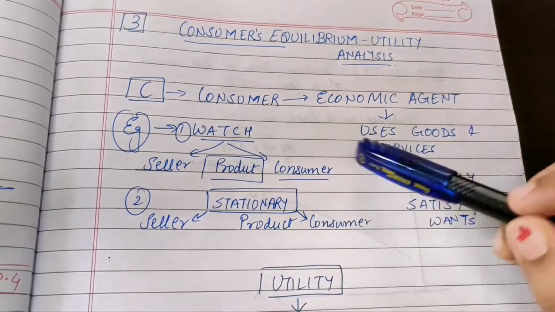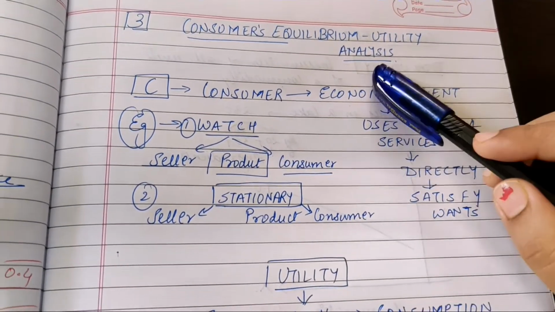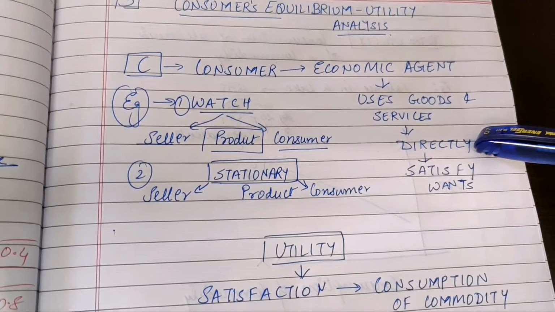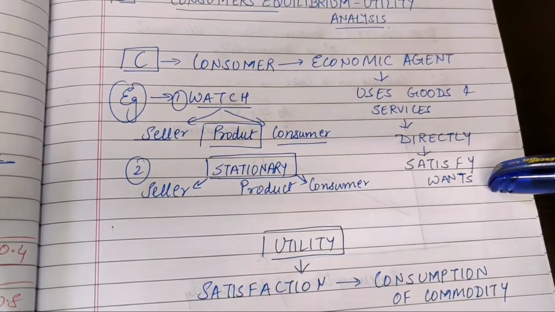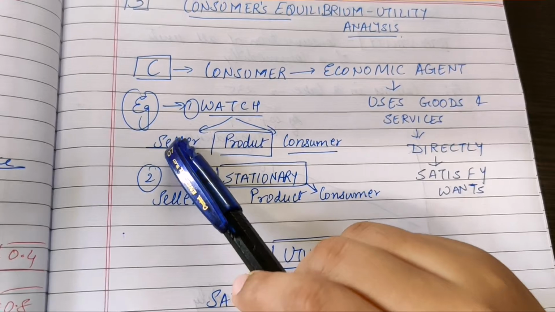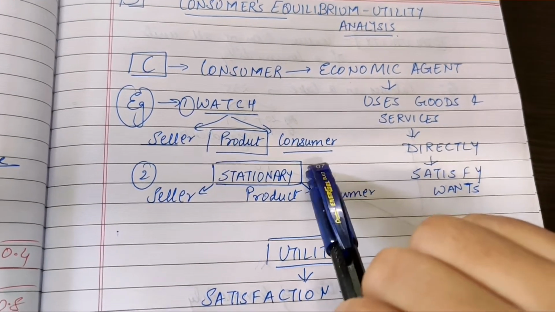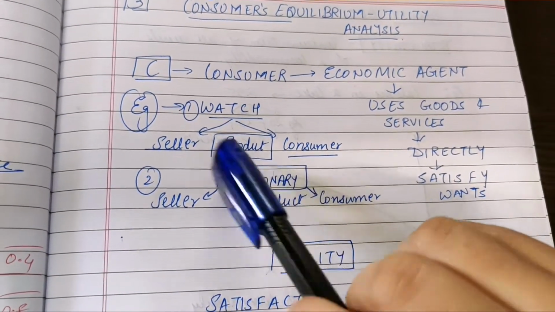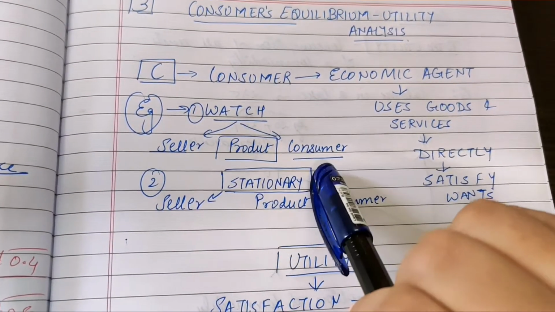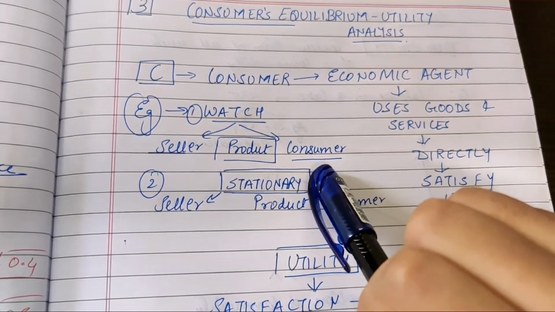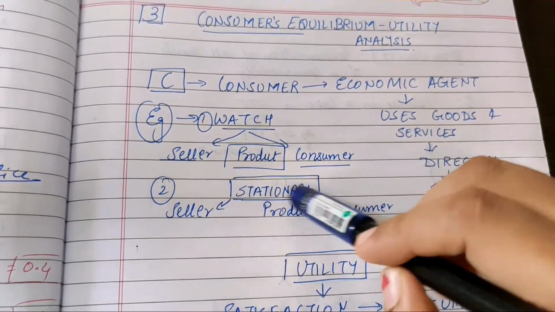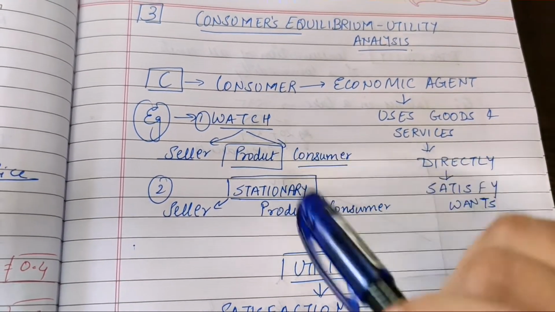Now, who is a consumer? A consumer can be said as an economic agent who uses goods and services in order to directly satisfy his or her wants. Here I have given an example of a watch. Suppose X is a seller and Y is a person. Y is going to the seller in order to purchase the product, that is a watch. Once he consumes it and gets satisfied with the product he has purchased, he is known as a consumer.